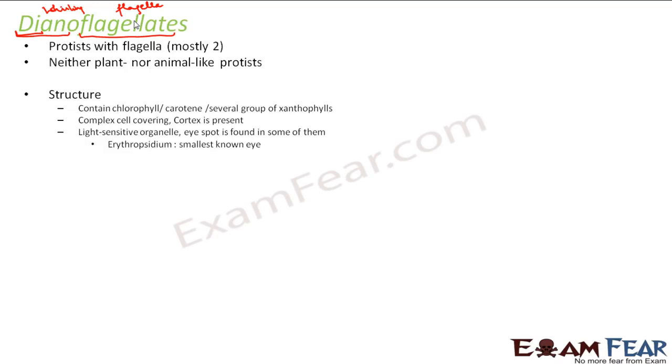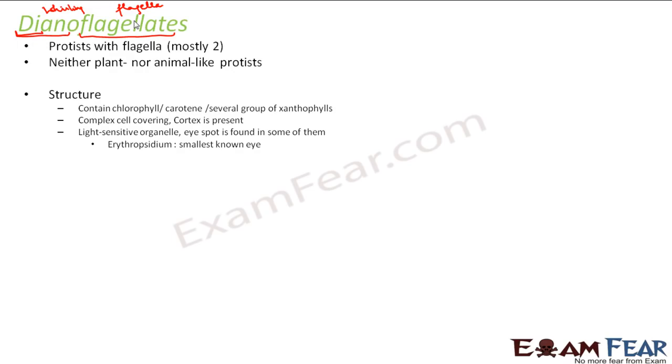So talking about their structure, they contain chlorophyll, carotene and several groups of xanthophylls, and that is why they are colored. So they can be in a variety of colors depending upon the pigment which is present. For example, carotene can give it a red color, a specific type of xanthophyll can give it a yellow color, or chlorophyll can give it a green color. So it can be yellow, green, red, blue, brown depending upon the pigment which is present in it.